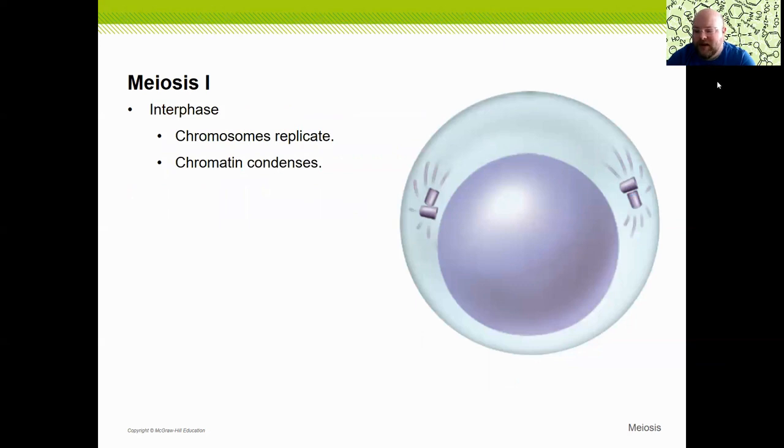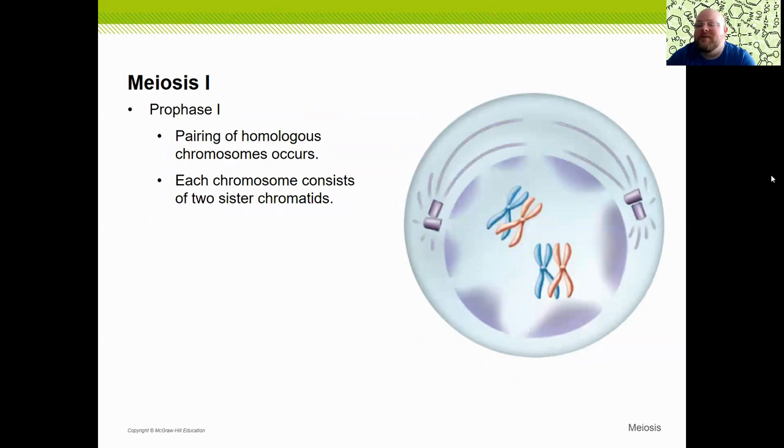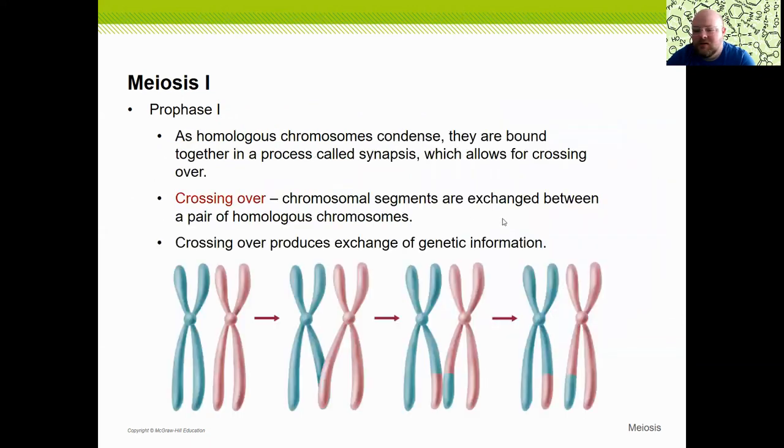It begins with interphase, just like mitosis. Interphase is when chromosomes replicate, chromatin condenses. And then we begin meiosis 1 with prophase 1. All the homologous chromosomes pair up. Each chromosome contains two sister chromatids. You can see the chromosomes are kind of pairing up here.